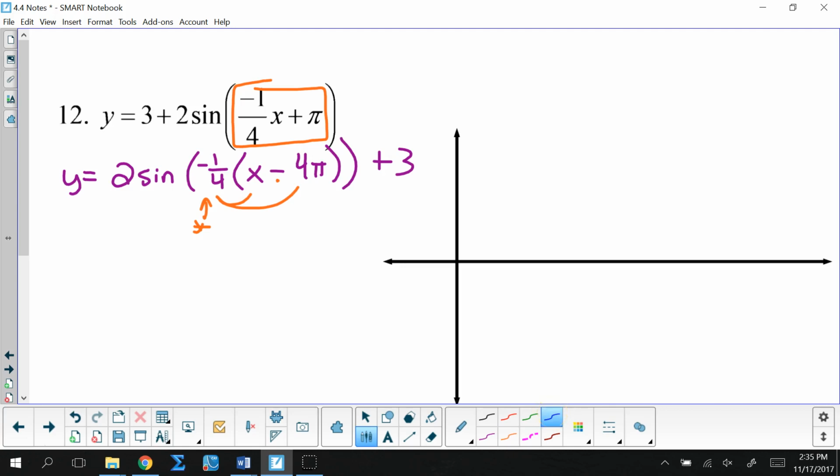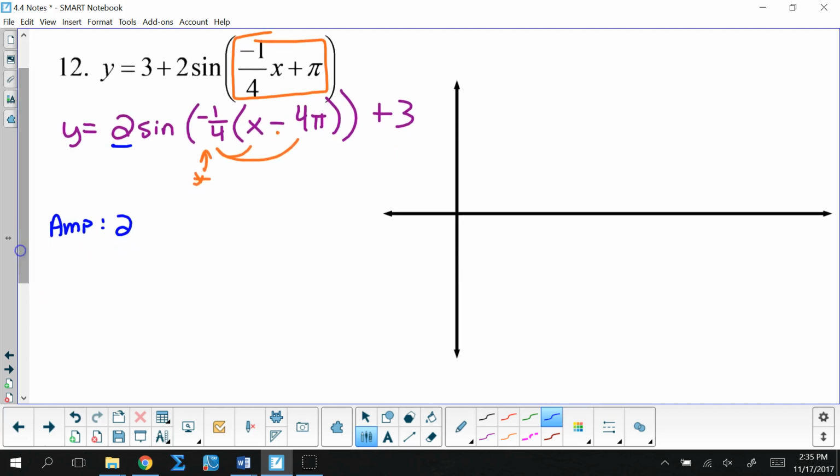So my amplitude is 2. Just down a little bit. Which puts my middle at 3. Middle minus amplitude gets me my low, so that's going to be a low at 1. Middle plus amplitude puts the high at 5. Okay.